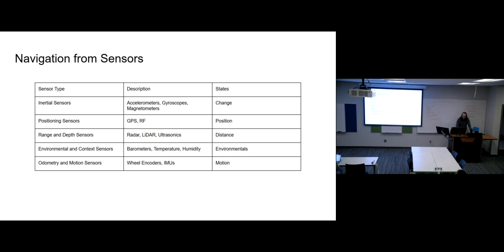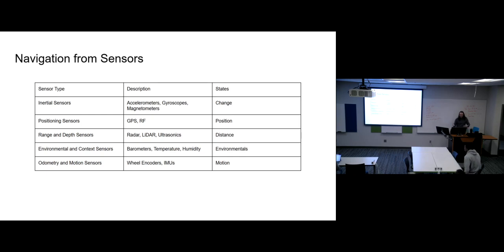So as far as sensors and navigating from sensors, this is kind of a better list of the type of sensors that exist and the description and what states they care about and what they give you. Inertial sensors like accelerometers, gyroscopes and magnetometers give you change as you're moving through a space. How much are you accelerating? How much are you moving in a specific vector and orientation?